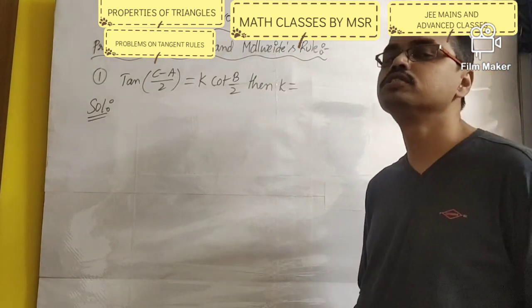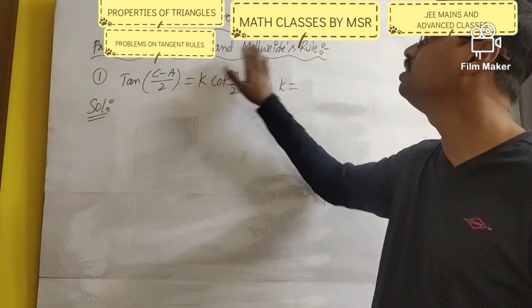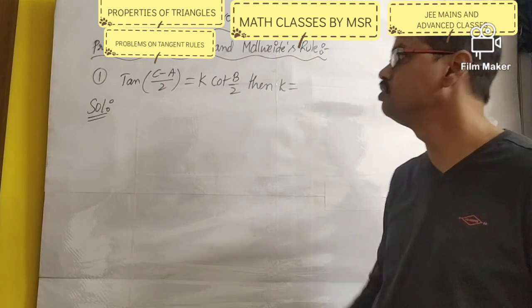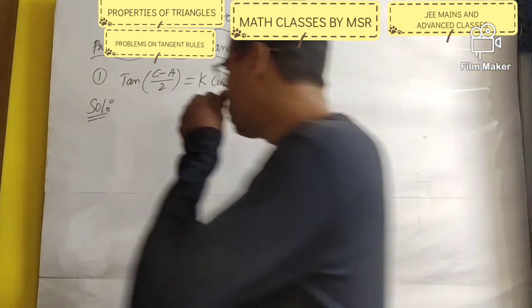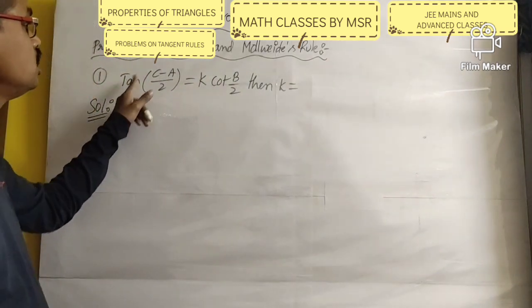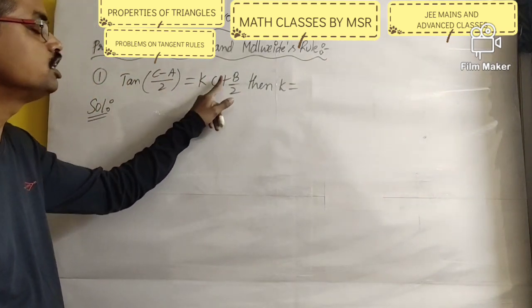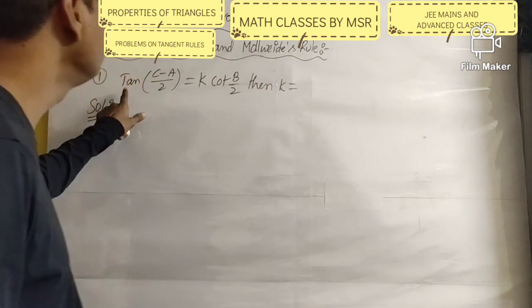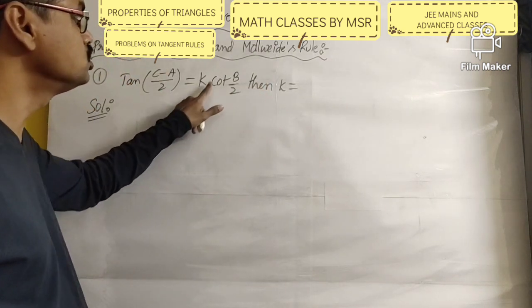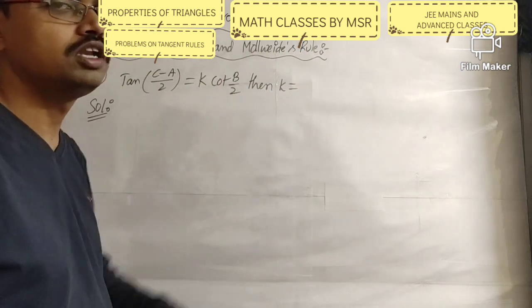Okay, now we are going to discuss problems on tangent and Mollweide rules. Based on these two concepts, we are going to discuss some problems. The first problem is: if tan of (c minus a) by 2 equals k times cot b by 2, then what is the value of k?